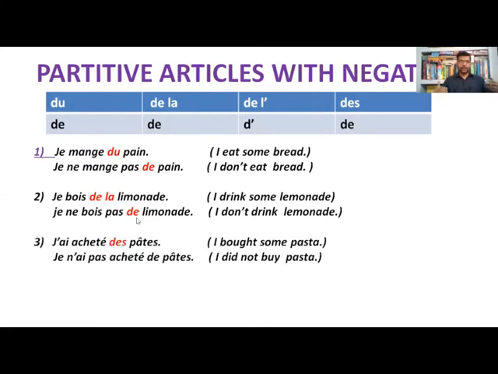And the third example we have here, j'ai acheté des pains. Acheté is a verb that means bought. I bought some bread. It is called the passé composé sentence. It is also like the present perfect: I have bought some bread.